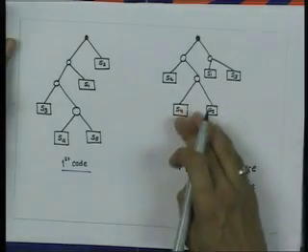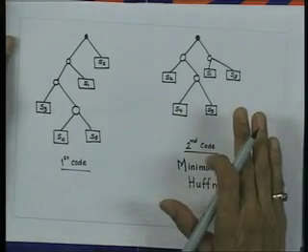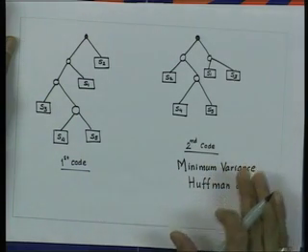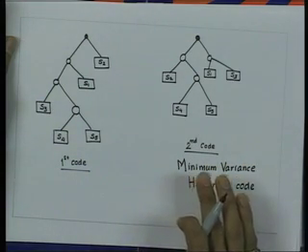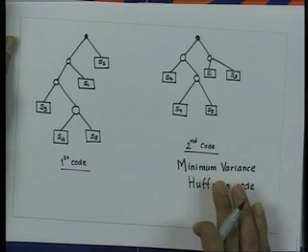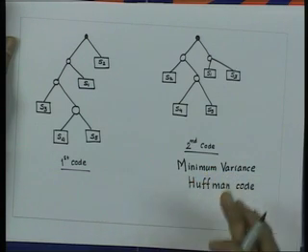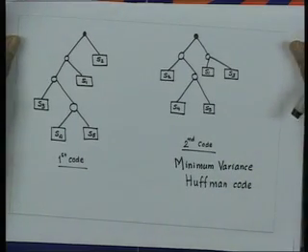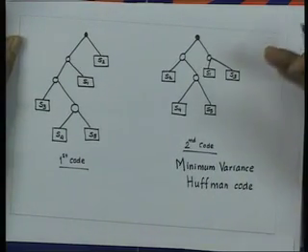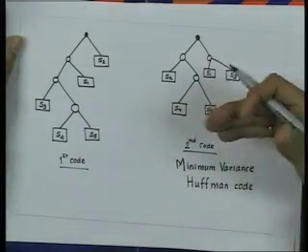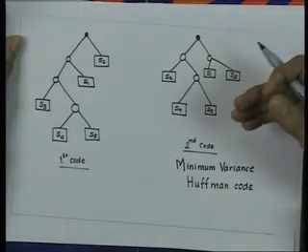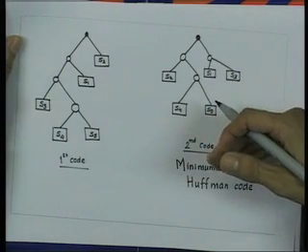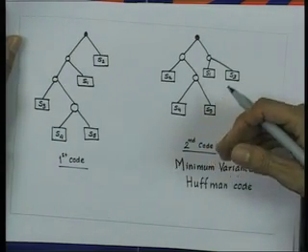And whenever we design using the procedure which we have discussed, that procedure of Huffman code design, the code which we get from there is known as minimum variance Huffman code. Now, which one of these two codes is the better one? To understand that, let us look at the practical implication of minimum variance Huffman code.